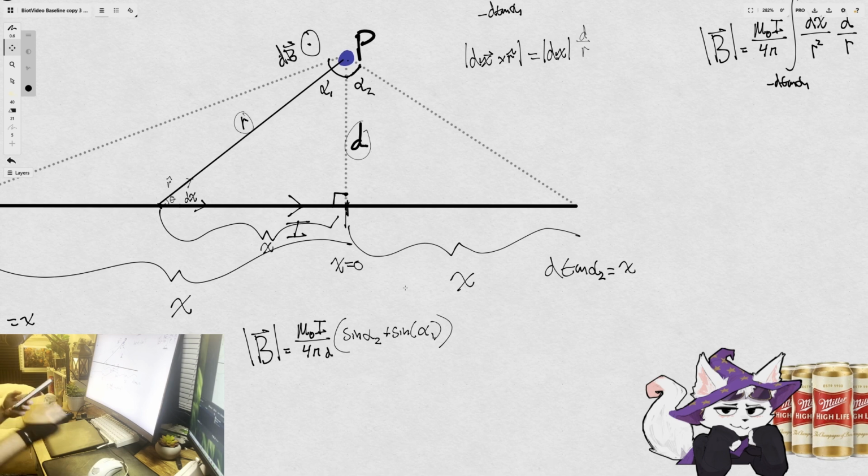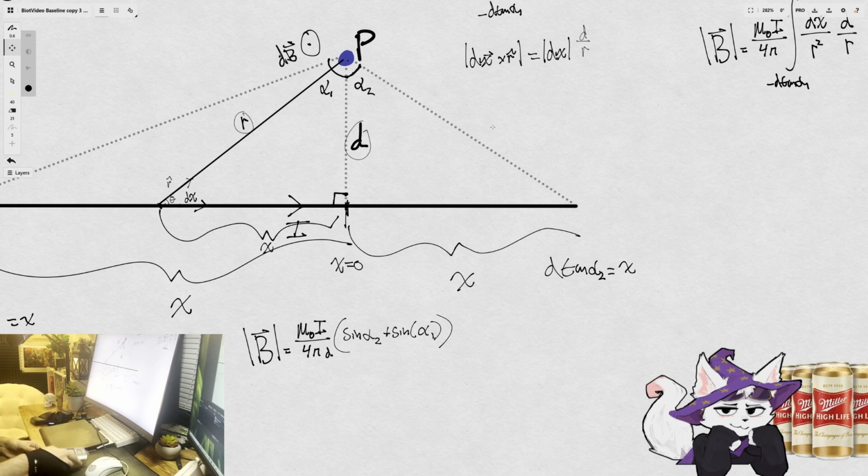Let's call our current 2 amps times mu naught, which remember is 4 pi times 10 to the negative 7 newtons over amperes squared, divided by 4 pi. And let's call our d here 0.1 meters, so 0.1 times sine of alpha 2. Let's call alpha 1 to be 45 and alpha 2 to be 30. Let's make sure you're on degrees as well.